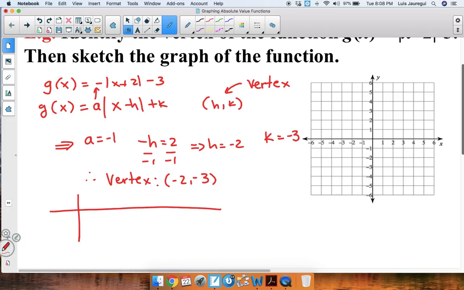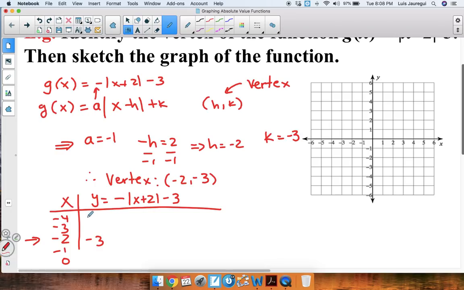The next thing we're going to do is to come up with a t-table with 5 values. So we would say here we have x, and then we have y, which is the same as g of x, is equal to the opposite of the absolute value of x plus 2 minus 3. Now, the third value, or the value in the middle, out of the 5 values that we're going to use, will be the one corresponding to the vertex. So we have, in terms of x, the value will be -2, and in terms of y, it would be -3. Then we choose the two values before that, so we have -3 and -4, and then we choose the two values after that, so we have -1 and 0.